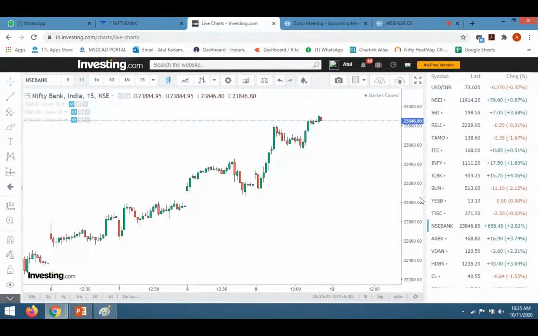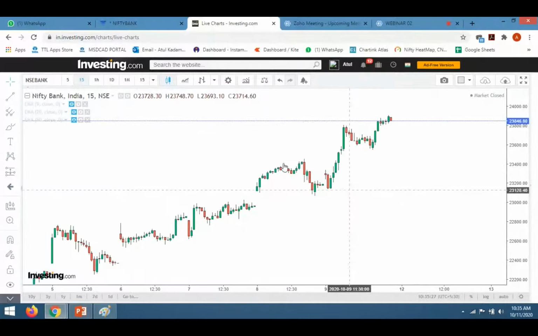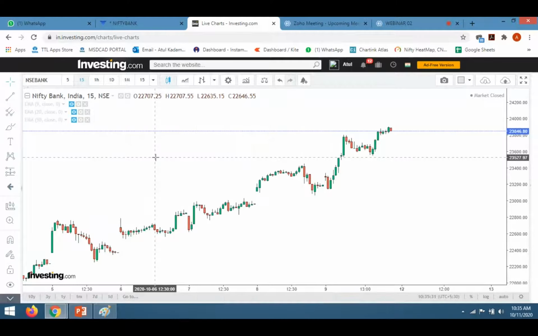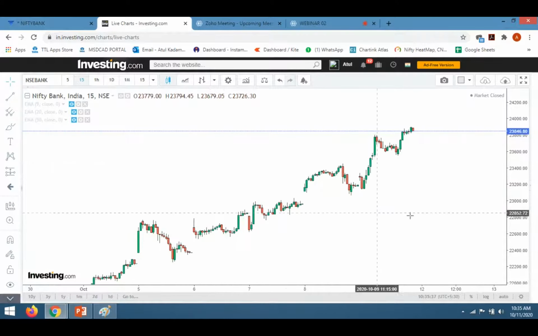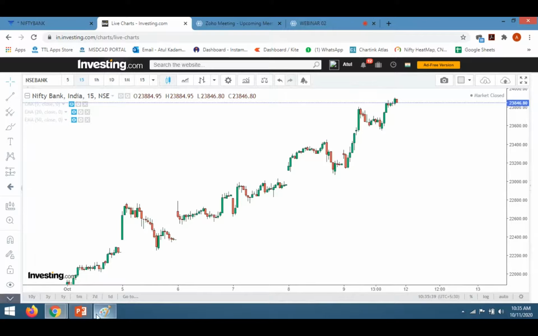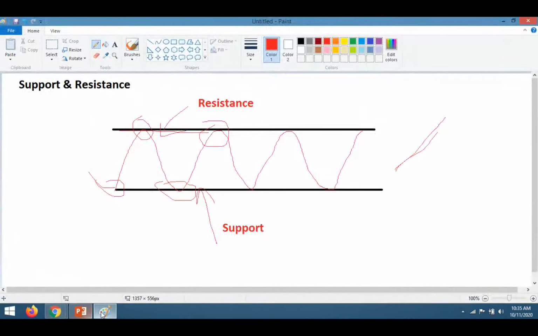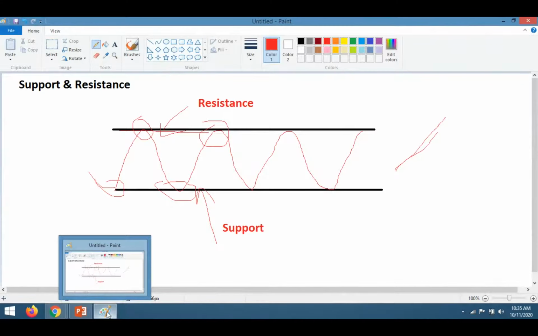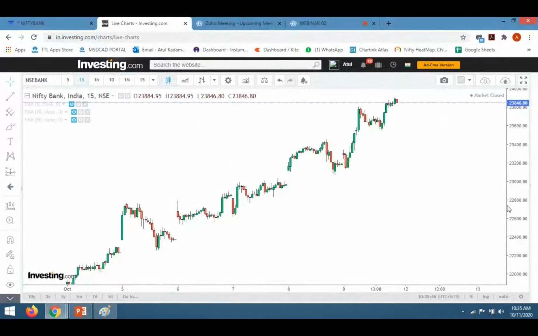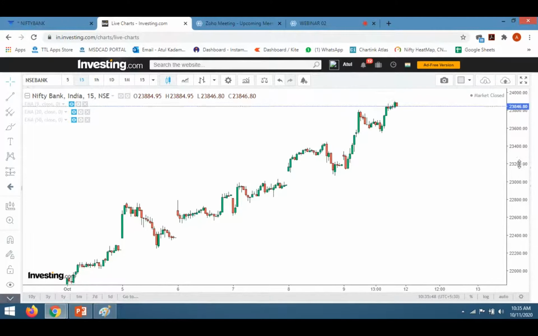We'll go to the chart and I will show how support and resistance work. If you see my screen, you can see my investing.com screen. Yes, I can see it. Right now I'll explain how to draw support and resistance. This is the recap of the last session, after that we'll start today's webinar. For new members it will be easy to understand.